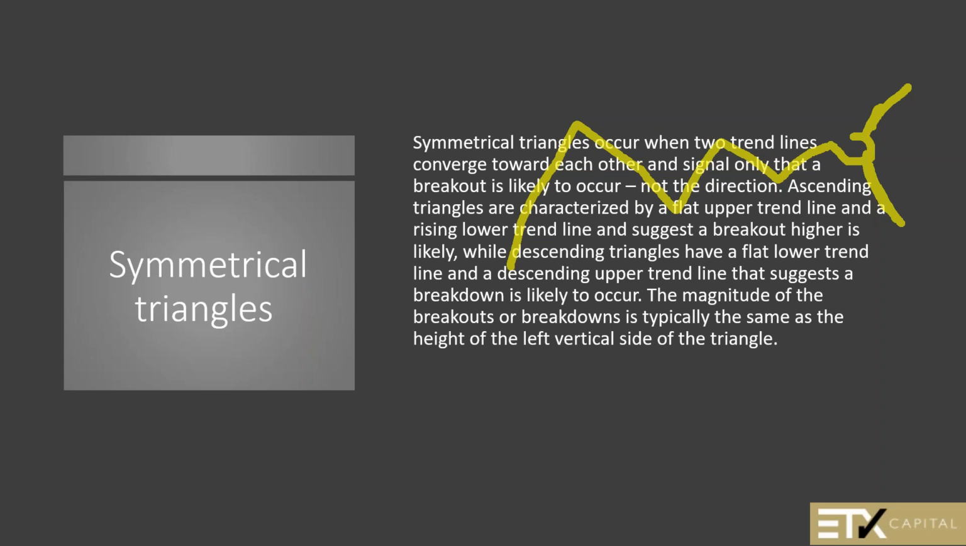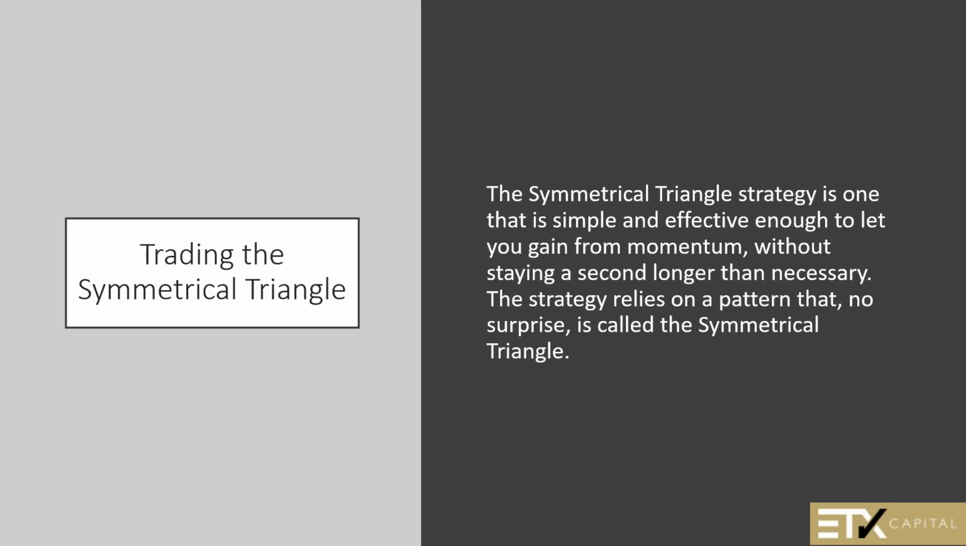Now, symmetrical triangles are very popular. A symmetrical triangle occurs when two trend lines converge towards each other and signal only that a breakout is likely to occur, not the direction. Okay. Now, these triangles are formed by the trend lines drawn, or the support and resistance lines drawn, using the peaks and the valleys, which are forming the retracement levels.